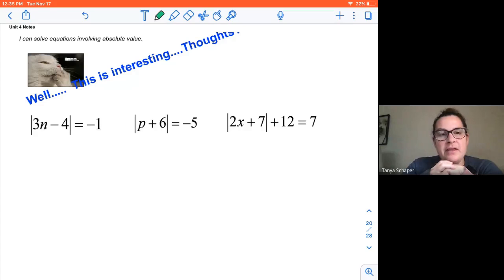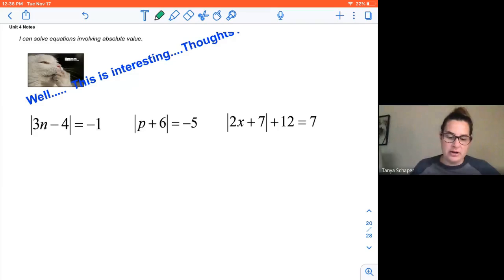But I want to show you a couple things that I think are important, and then we're going to get back to solving absolute value equations. Absolute value is distance from zero, and distance is always positive. So when we're working with absolute value equations, it's important that the absolute value itself is always equaling a positive number.